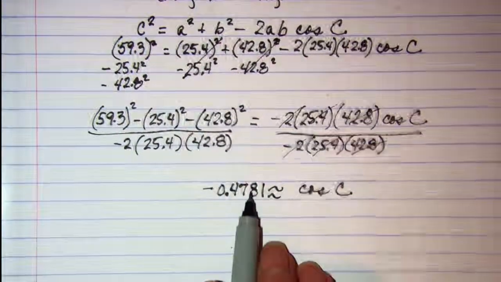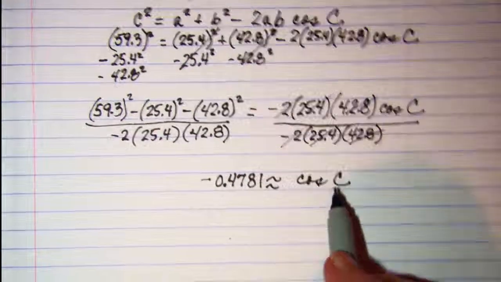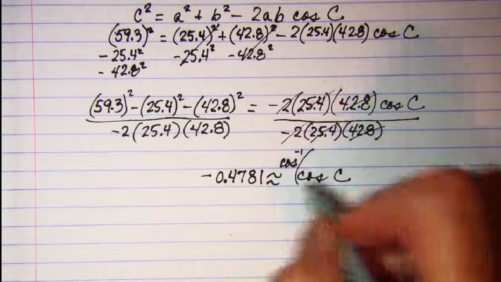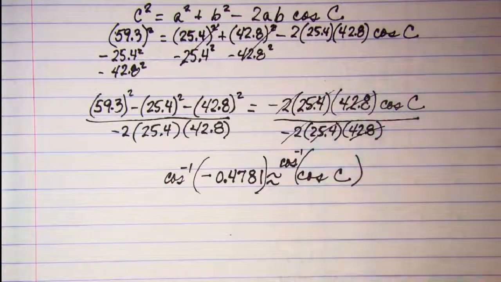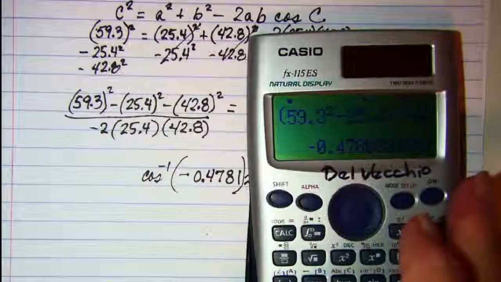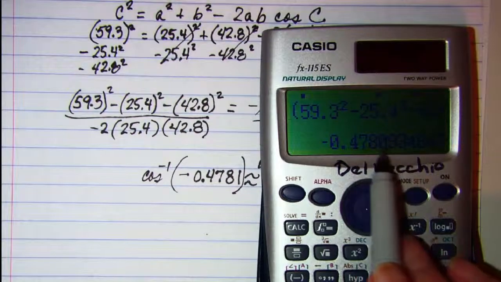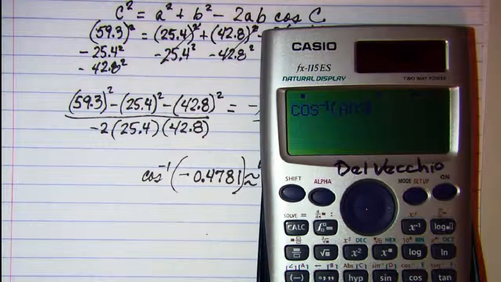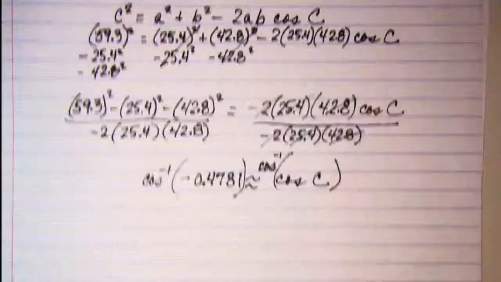Now I'm writing 0.4781, but I'm going to leave it in my calculator. All right, now to isolate C, I want to inverse cosine both sides. So that's going to be when I hit the ANS key, the answer key, that'll be my previous answer. So I want shift cosine answer. And looks like 118.56 degrees.